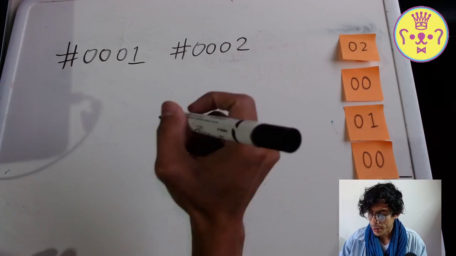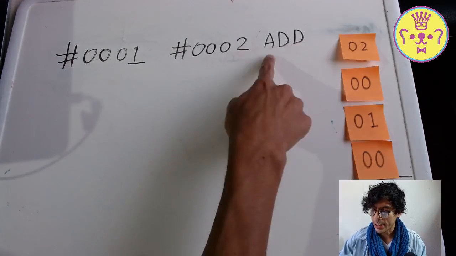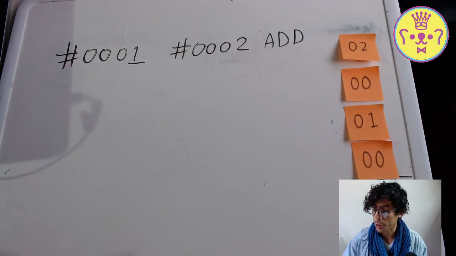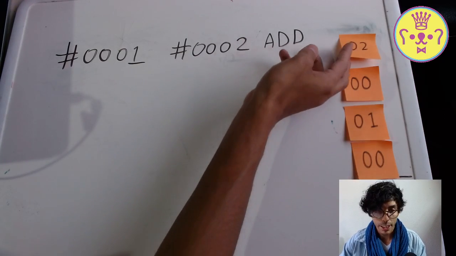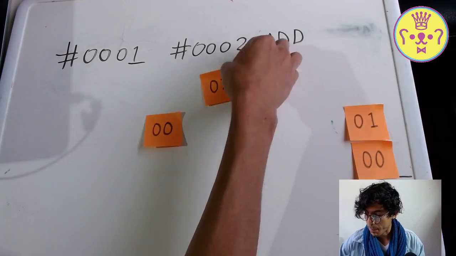If we have here, for example, an add instruction, this add instruction, as we know already, will only take 2 values from the stack, the top 2 values, 2 and 0, add them together, and push the result.